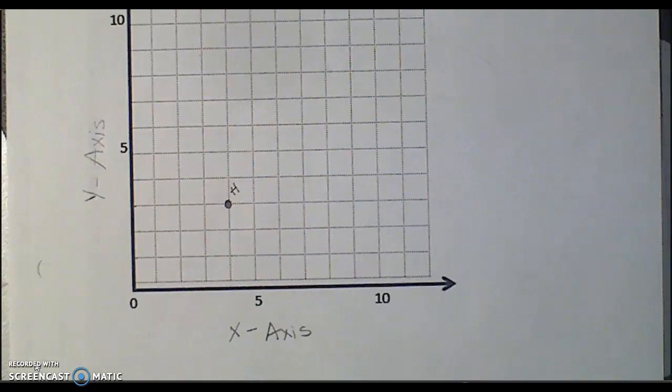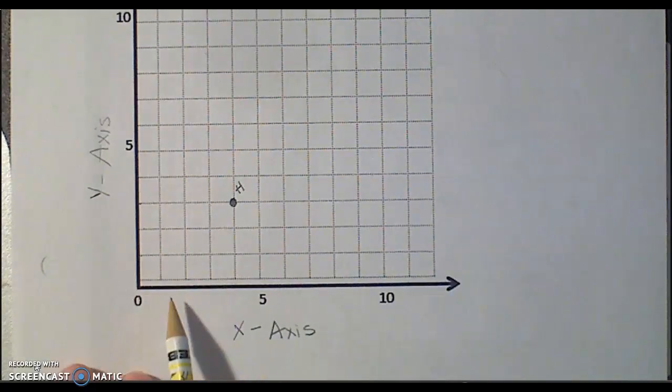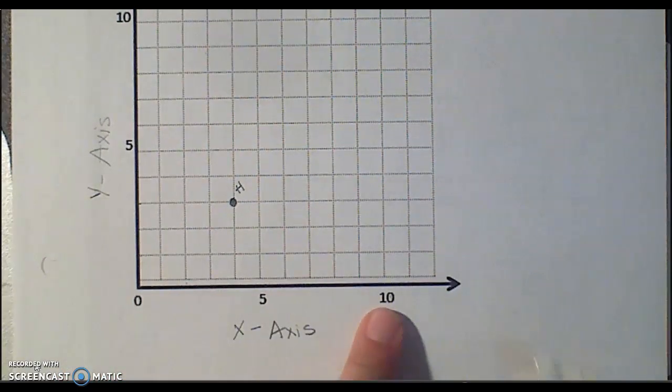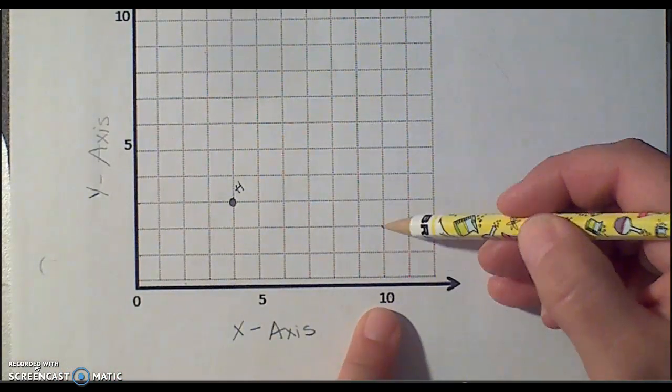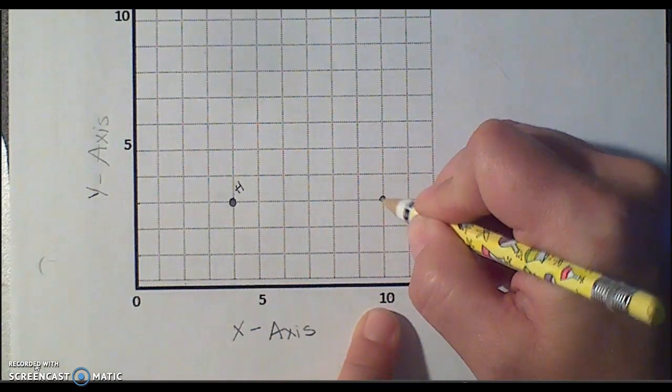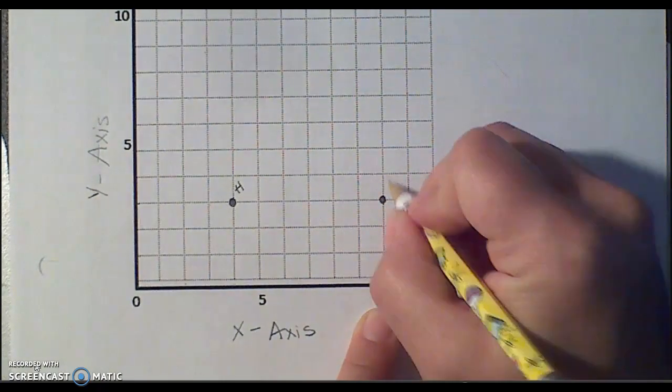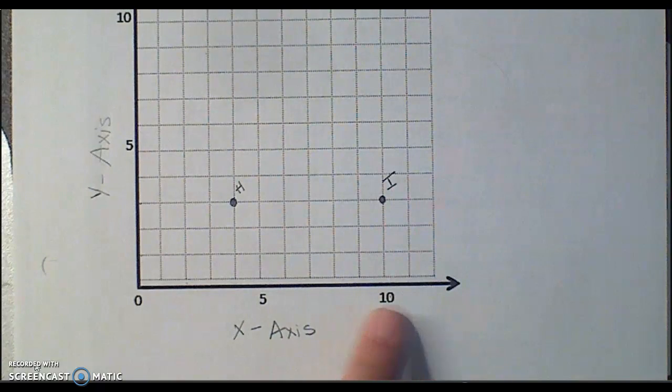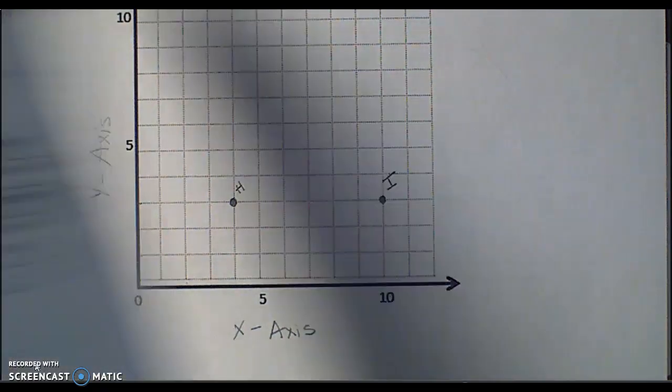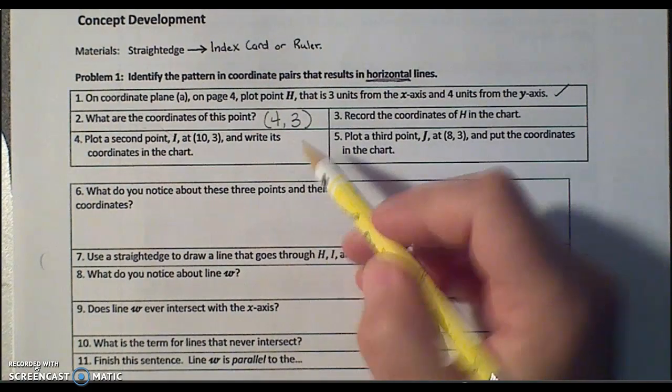So up here, we're going to go over 10 on our x-axis. 1, 2, 3. Oh, look, right down here is the number 10. And up 3. 1, 2, 3. And these grid lines make it nice and easy to follow. And that is point I. So we are done with step 4.